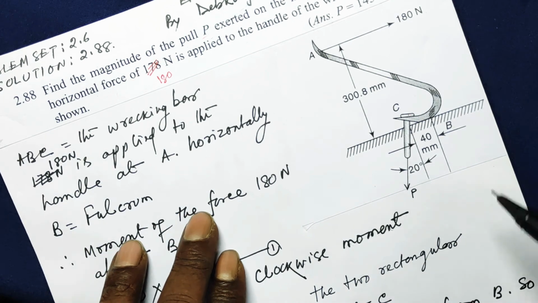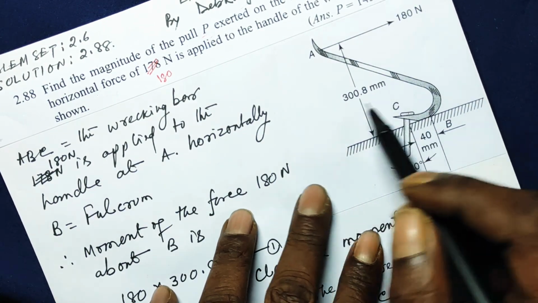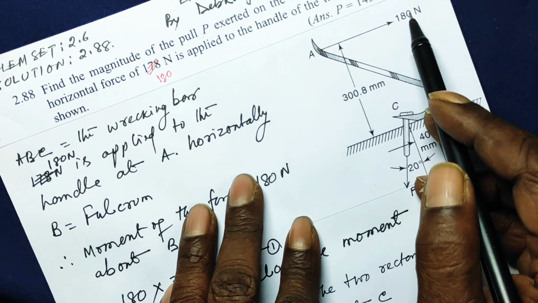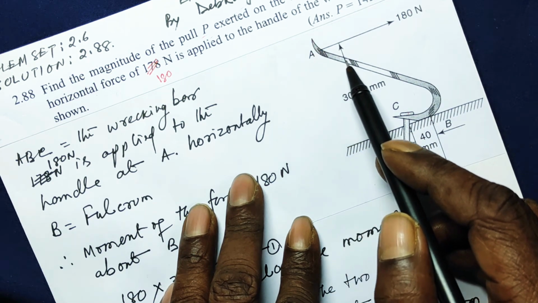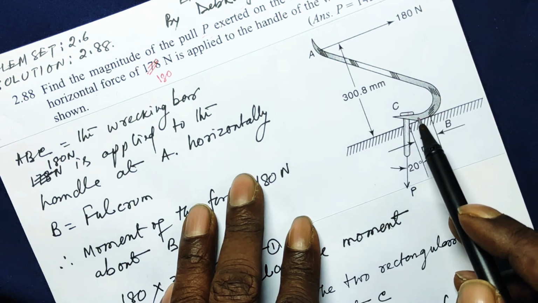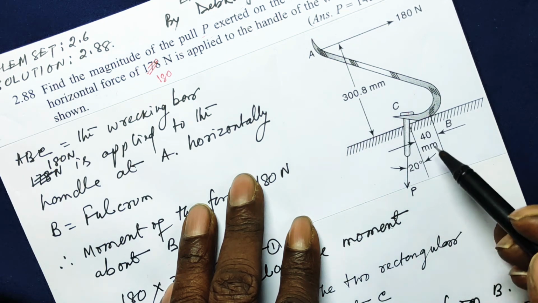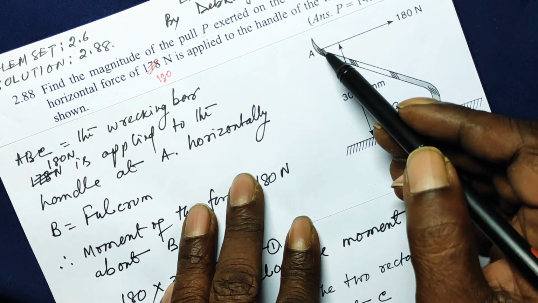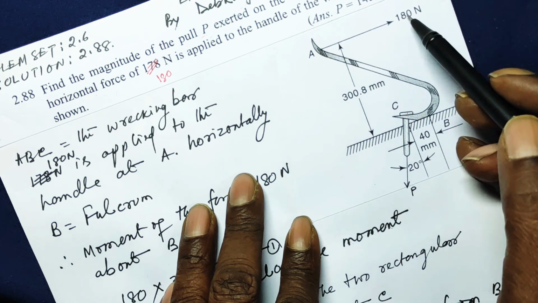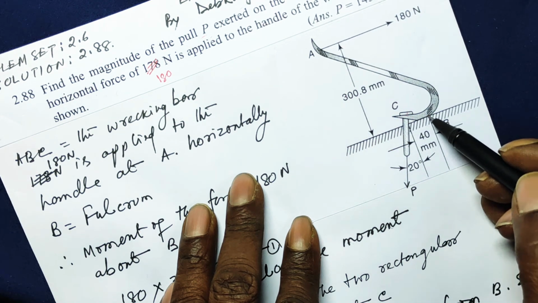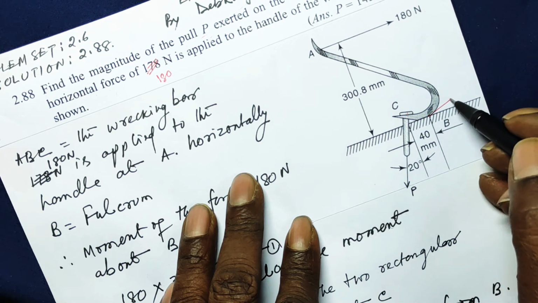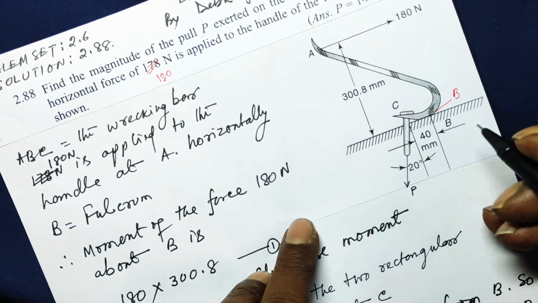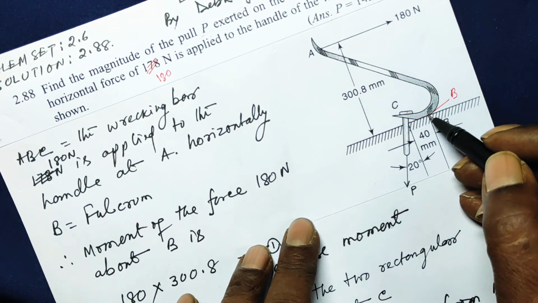Now very simple. Look at this portion, it is a raking bar. Look at this one, this is the handle where you are applying a horizontal force of 180 Newton. This is the raking bar. The raking bar is holding the nail C at this point. And when you apply a horizontal force here, 180 Newton, at this point, let me call this point B, the raking bar will be turning about the point B. The point B will be the fulcrum.